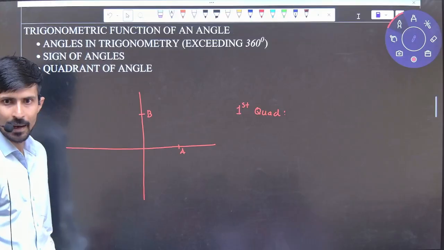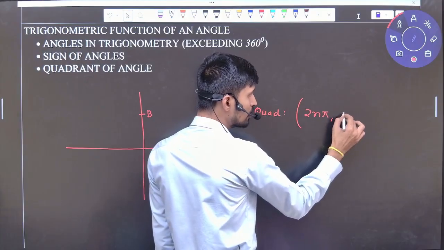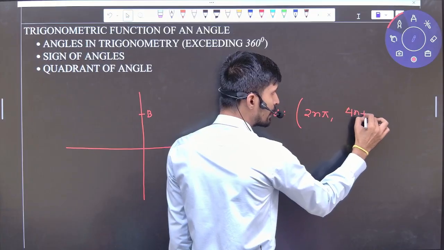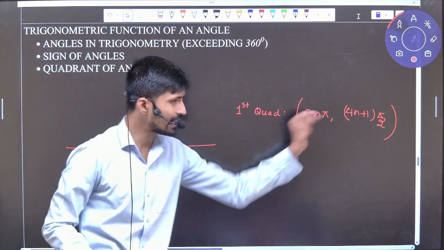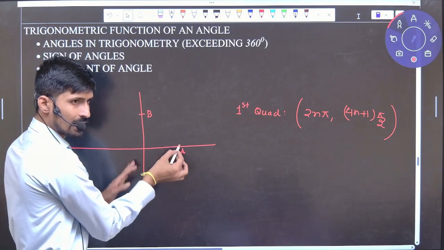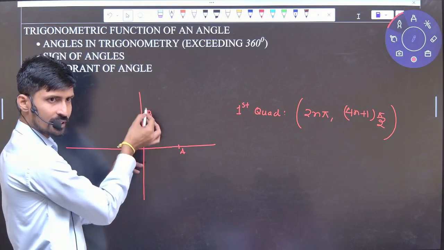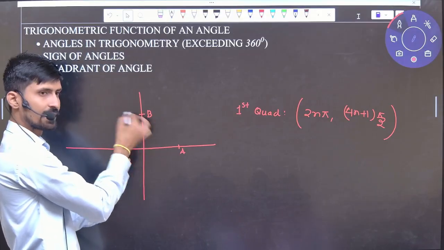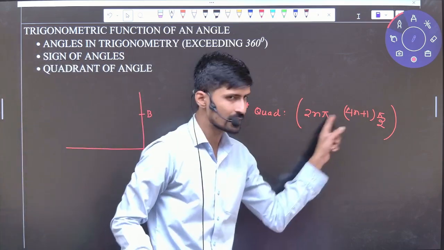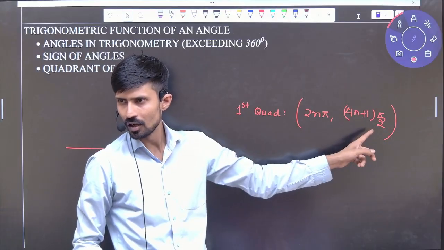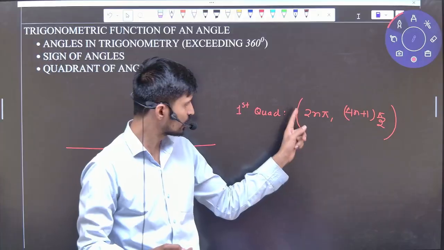So what is this? 2n pi. So we will say the boundary is open bracket 2n pi to (4n plus 1) pi by 2. This is an open bracket and that is an open bracket. It means this point is neither in the first quadrant, nor in the fourth; this point is neither in the second, nor in the first quadrant. But all the angles between these two will lie in the first quadrant. So this is all angles for the first quadrant. Whenever you have to write the angle of the first quadrant, you will write like this.